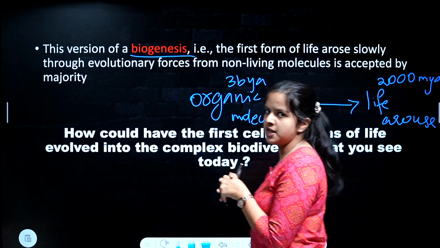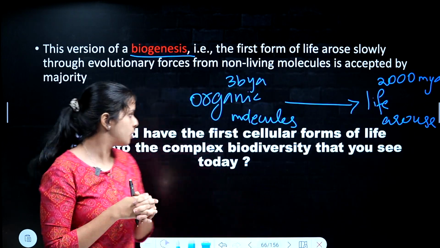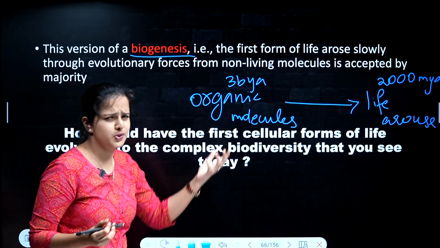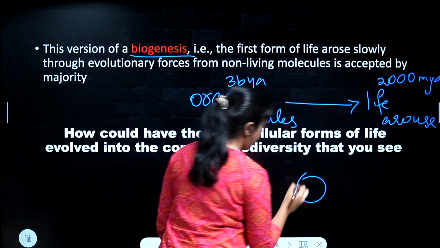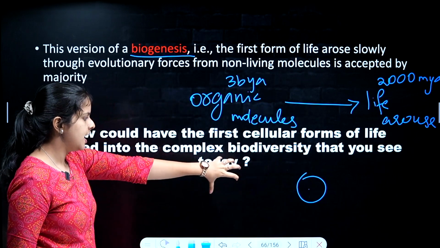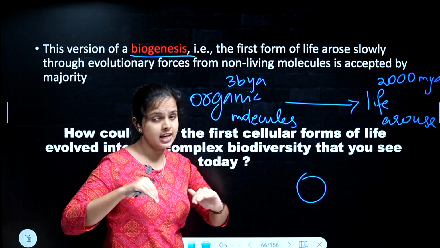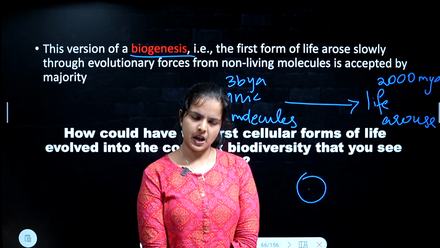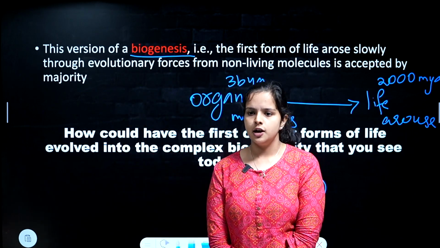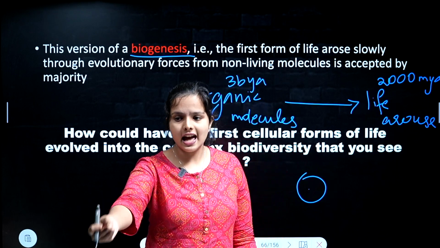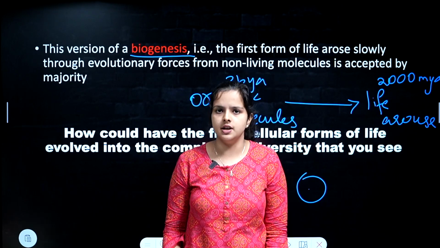Now the next question that we had to face is, how could the first cellular form, which was just a single cell, develop into the extensive biodiversity that we see right now on Earth? How did that happen? I mean, look at an algae. An algae is completely different from what a human is, right?